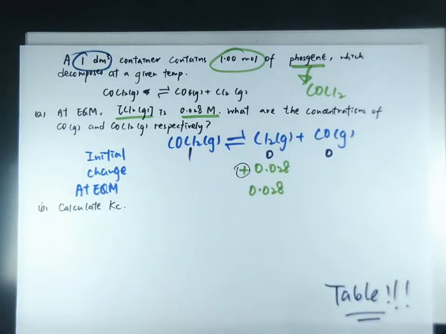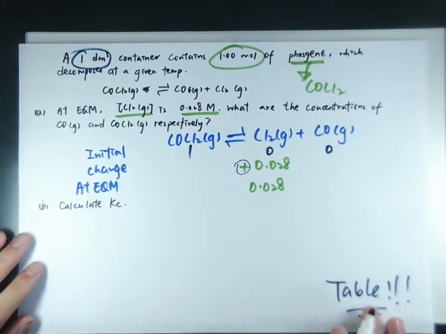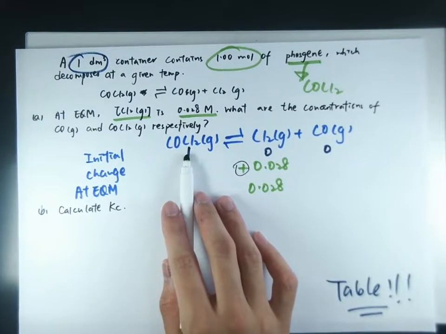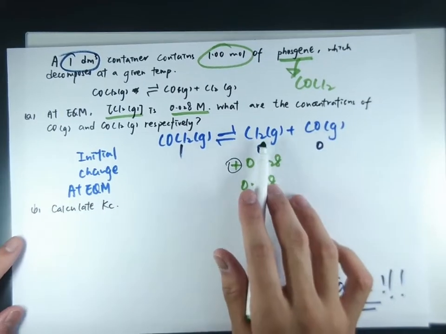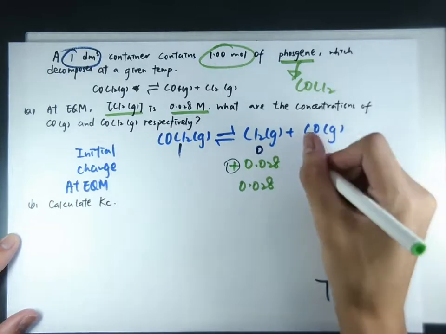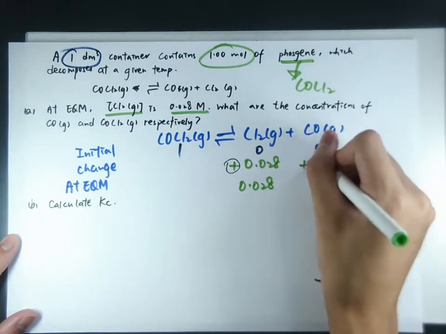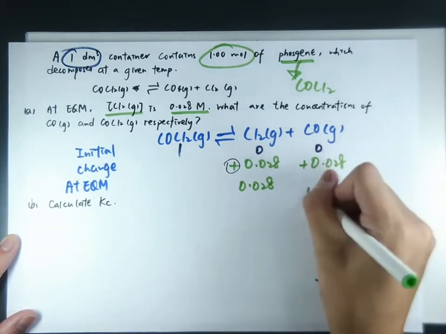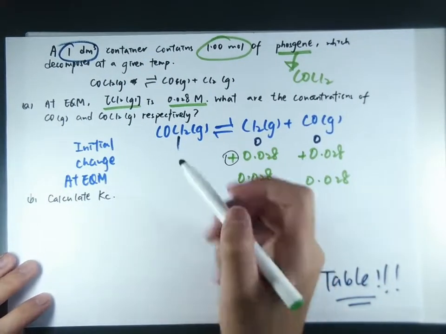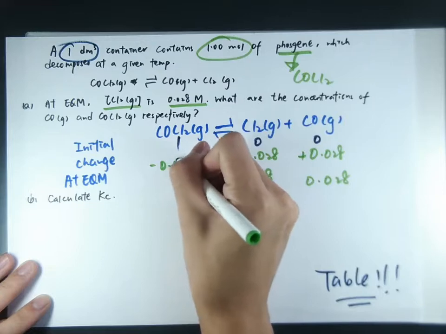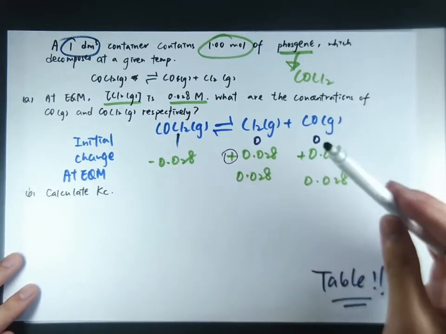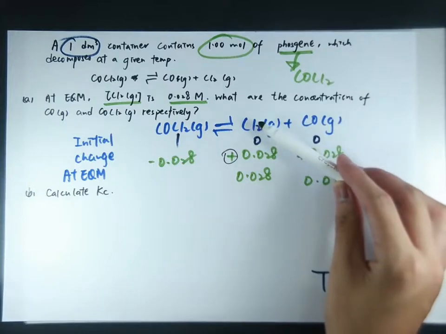Then we should also know that because 1 mole of COCl2 decomposed to form 1 mole of CO and 1 mole of Cl2, the mole ratio of them is 1 to 1. So this one should also be plus 0.028 and 0.028. So what is this? It is actually negative 0.028. Why? Because 1 mole of COCl2 decomposes to form 1 mole of Cl2 and also 1 mole of CO.